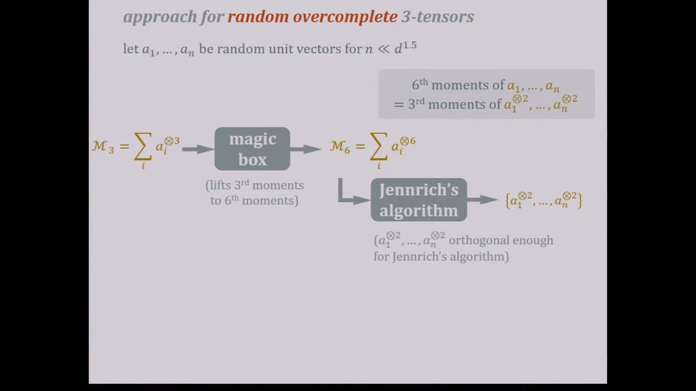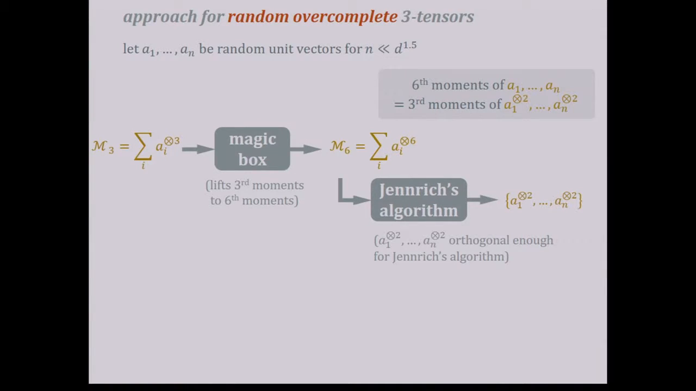This is good because the number of vectors that we have here is much less than d squared, and if I choose at most d squared random vectors in d squared dimension, then they will be very close to orthogonal. In particular, they are close enough to being orthogonal for Jenrich's algorithm to work. So if you just apply Jenrich's algorithm, do this random contraction, then it turns out that the eigenvectors you get will be very close to these vectors, and from these I can recover the vectors a_1 up to a_n. Okay, so that's the plan.